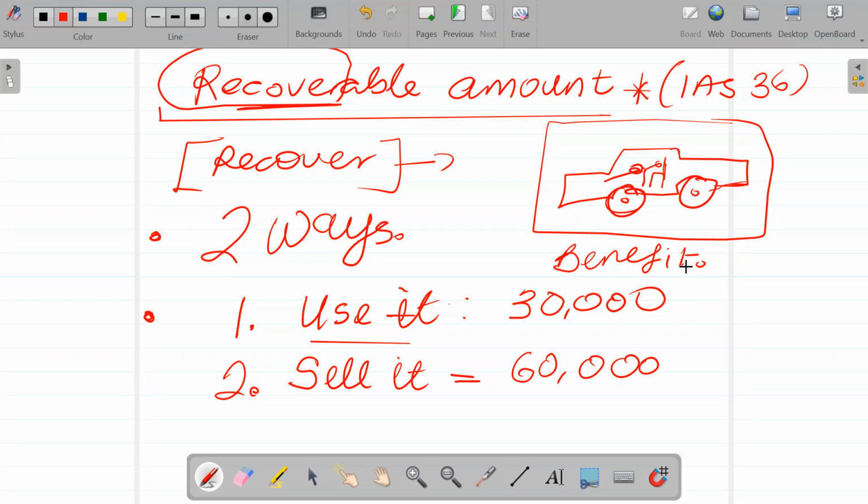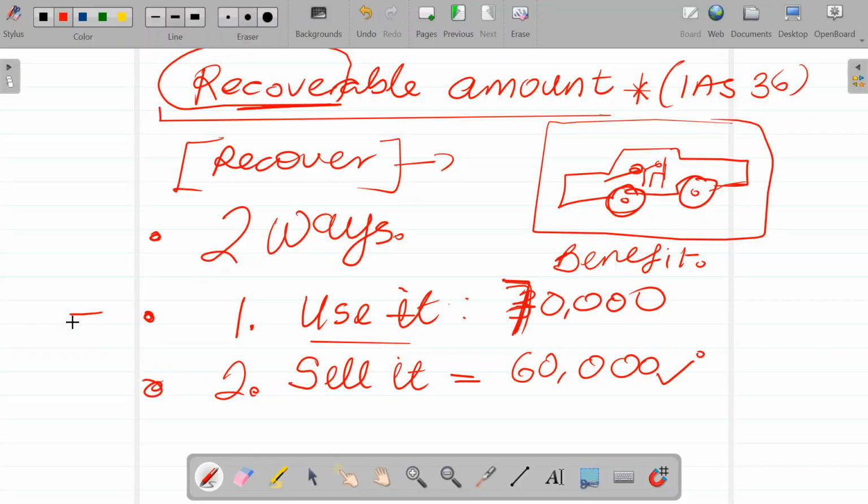Sell it. Okay, why do you want us to sell? But I'll gain more from the sale as compared to using. Yeah. So when we sell, we will gain more than when we use. Okay, what about if to use it we will get maybe 70,000, but when we sell it we'll get 60,000? Which one will we choose?